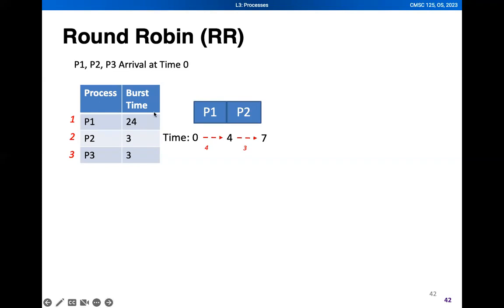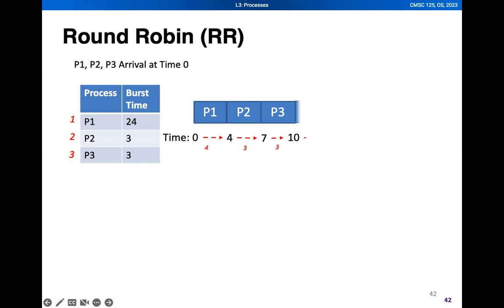Even if P2 has been given a quantum of 4 milliseconds, it already completed its execution by the third. So it ends at time period 7. Now, P3 gets to execute, and it's also given 4 milliseconds, but the burst time is less than 4. So it already finished early by the 10th millisecond.